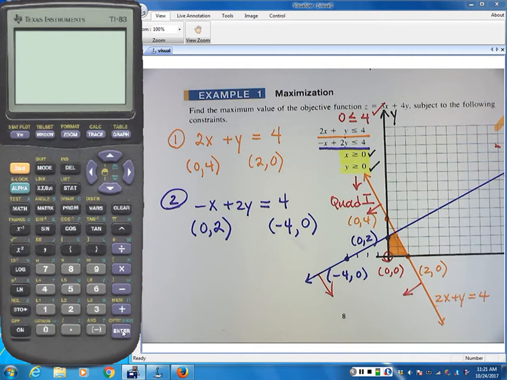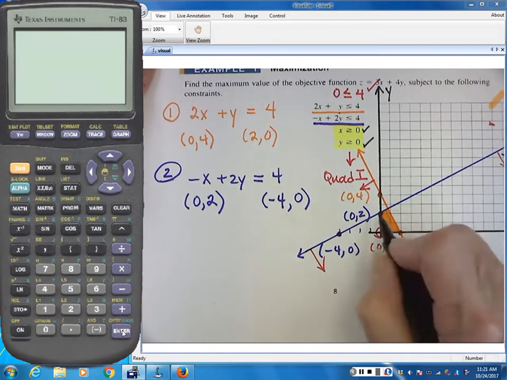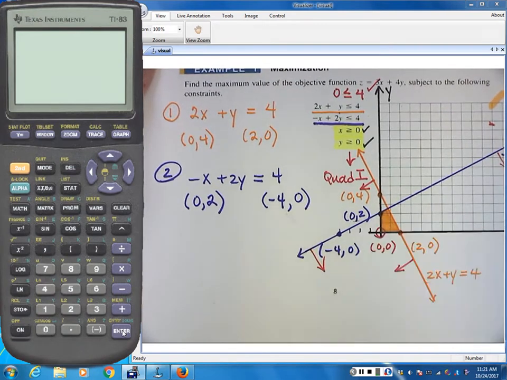And so what I need are the corner points. So I'm going to scoop this up a little bit. And one of my corner points is 0, 2.